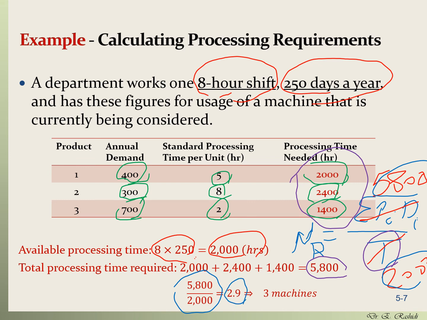So we would require at least 2.9 equipment. Basically, we cannot have 2.9. We have to get at least 3 machines, right? So you always round up. Always round up. So this is what we need to do: we need to purchase at least 3 machines to meet the demand.